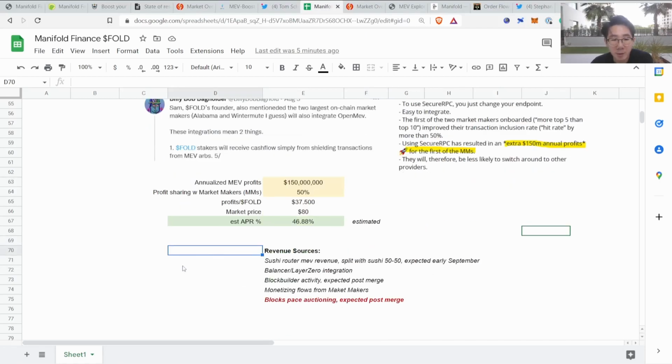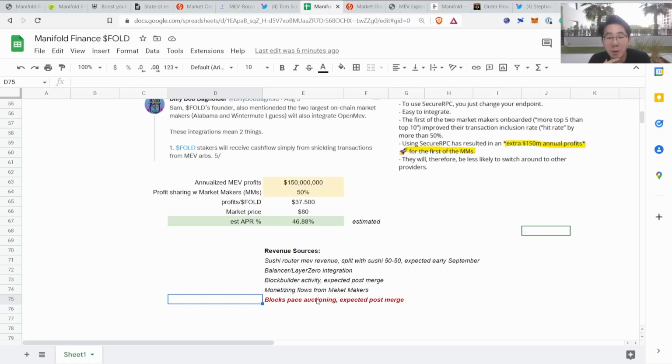So the main revenue source right now is from the Sushi router, and this will be split 50-50, and it is expected to come early September after the merge. And also the next one is their Balancer LayerZero integration. And moving forward, the future is this block builder activity and monetizing order flows from the market makers. And finally is this block space auctioning, which is like a block space market.